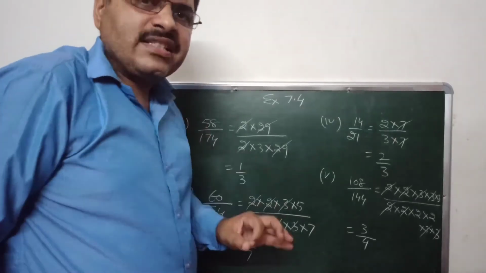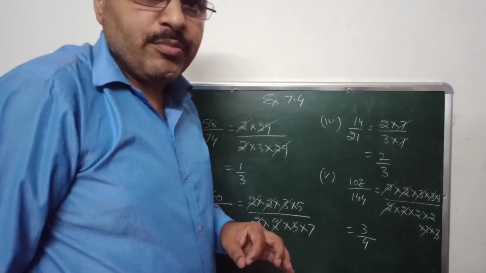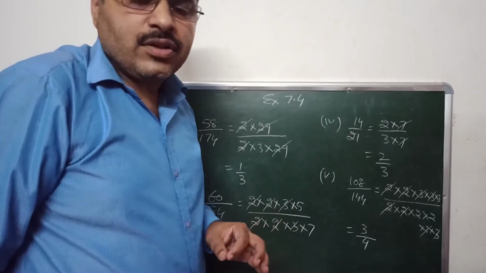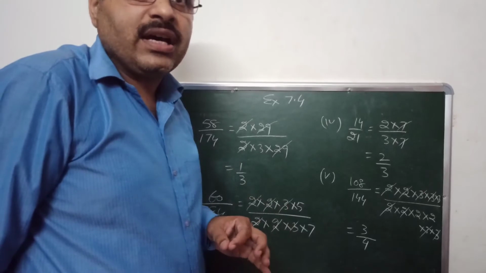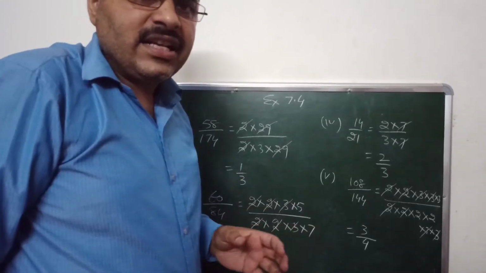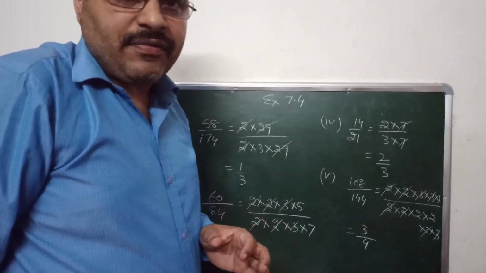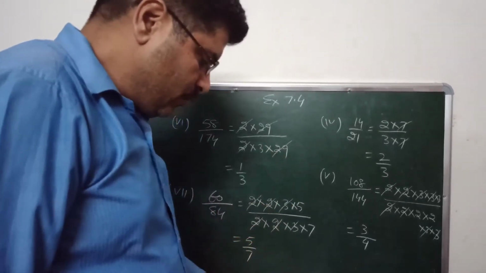So in simplest way, lowest form, how will we find out? By making prime factors of numerator, by making prime factors of denominator, cancel out the common terms which we are having, and after cancelling out the common terms, whatever is left will be the lowest form.